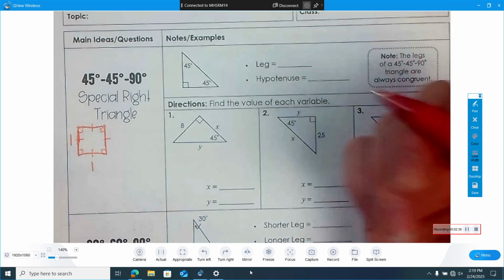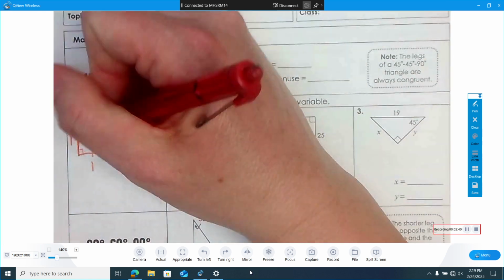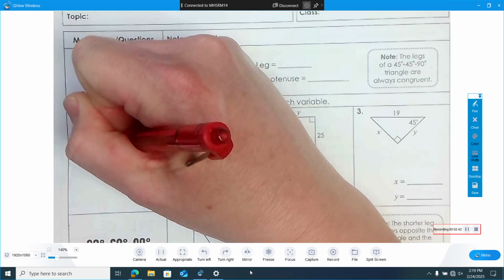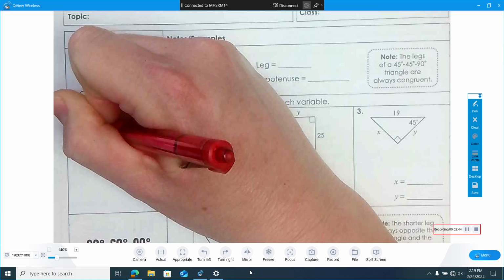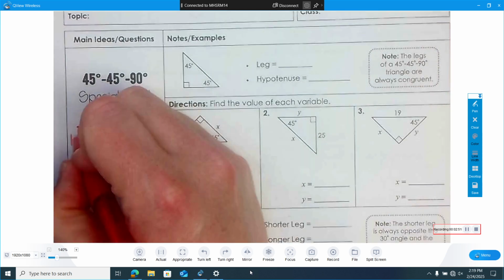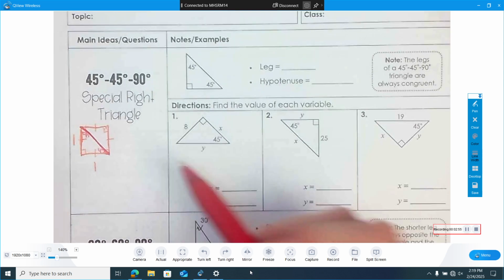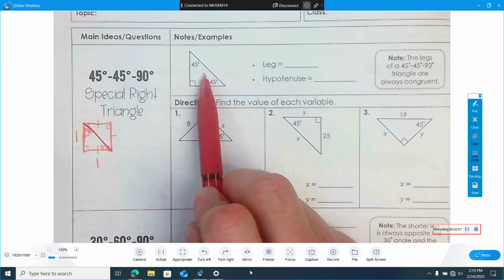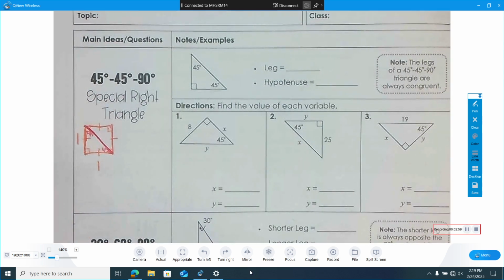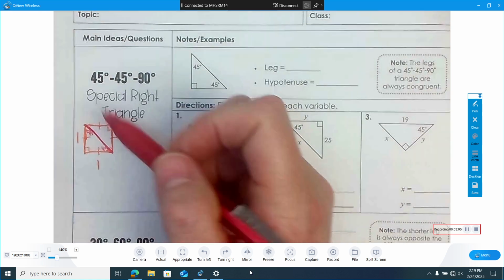So what I'm going to do is take that square and draw a diagonal. Now when I draw in this diagonal, what happened to those 90-degree angles? They split into 45s. So guess what I just created? 2 right triangles, 2 45-45-90 triangles. So what's the hypotenuse? Hold on, let me get there.